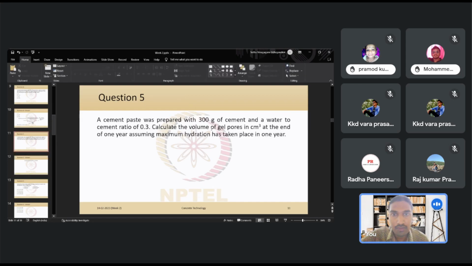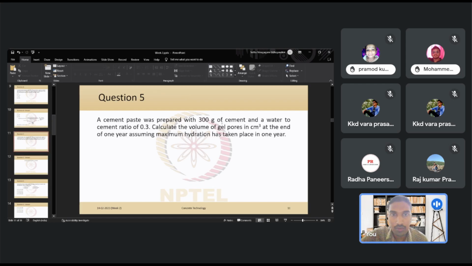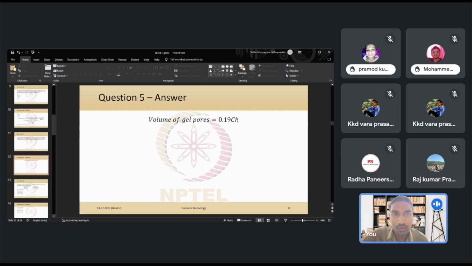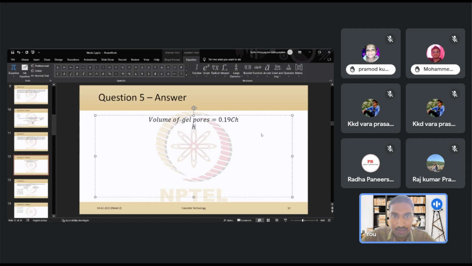From the question, we know what is the mass of cement, right? So c is known. So we need to know the degree of hydration, only then we can get the volume of gel pores. So what is the information that we are given? We are given the water to cement ratio, which is 0.3, and we are also told that maximum hydration has taken place in 1 year, right? So those are the two pieces of information that we have to use to find out the degree of hydration. So from the previous question, we arrived at this equation, right?